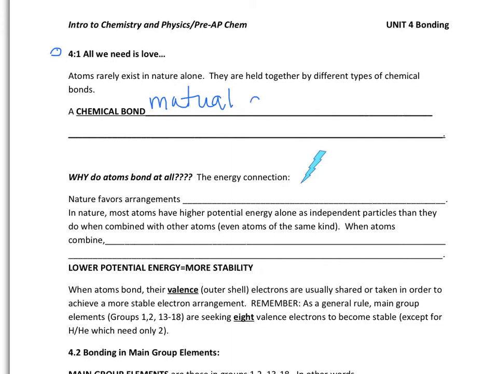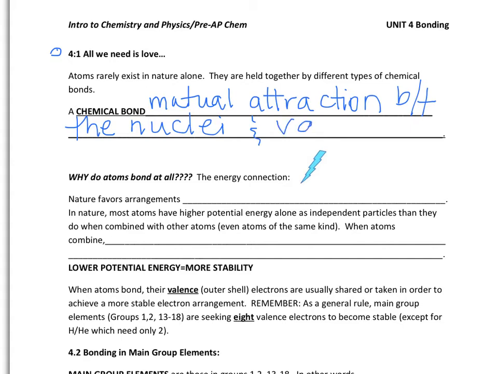It's a little bit hard for me to write with this pen, but I will do the best I can. Mutual attraction between the nuclei and the valence electrons. Bonding happens in the valence electrons.